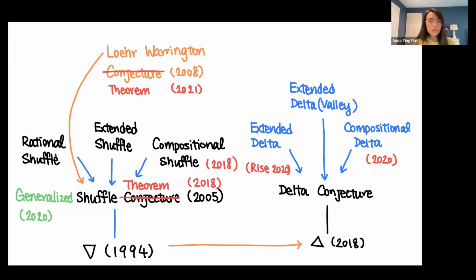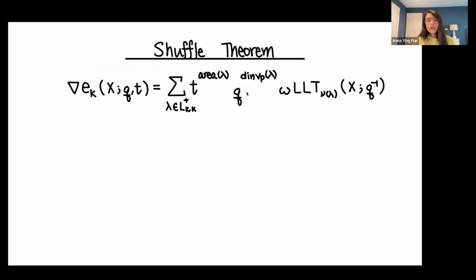So this kind of gives you a picture of what's going on during these years. And I don't think anyone actually knows how to prove the extended delta conjecture in the Value version. Yeah, so there's a lot of things that we still don't know. All right, so yeah, I have 5 minutes.